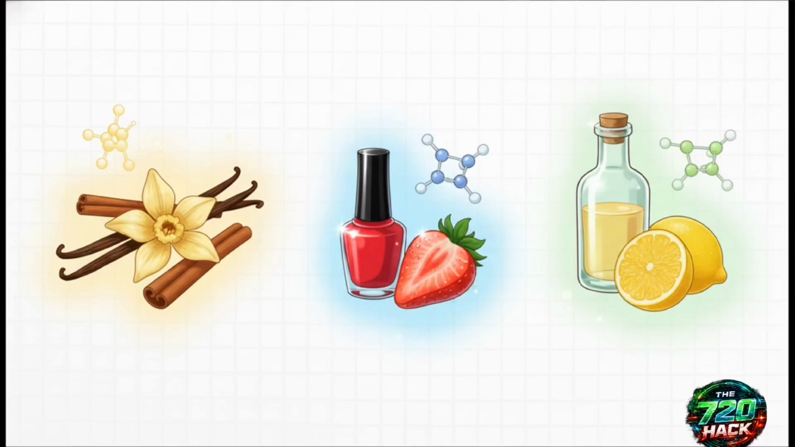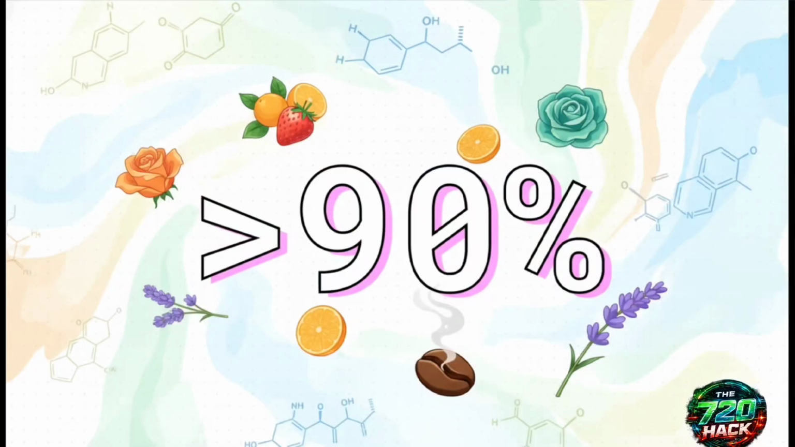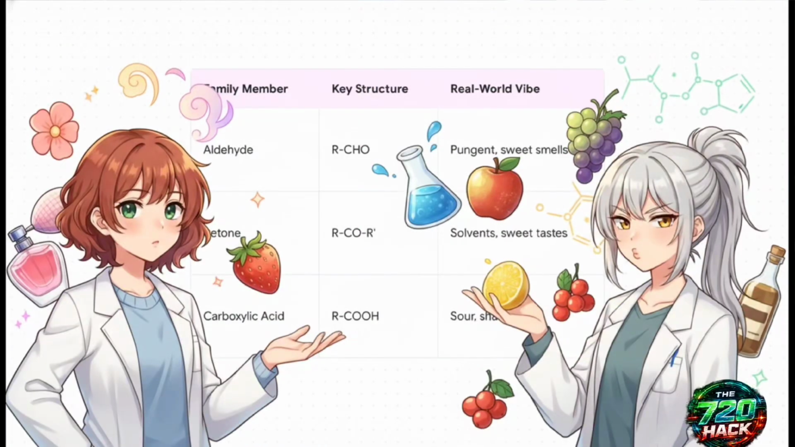And hey, remember our opening question? The scent of cinnamon comes from an aldehyde, and the sting of vinegar is a carboxylic acid. They're all related through that core carbonyl group. Now, get ready for this, because this isn't just a few niche examples. More than 90% of the compounds that create the flavors and fragrances we experience every single day are built on either an aldehyde or a ketone structure. 90%.